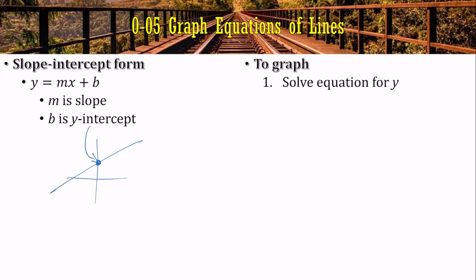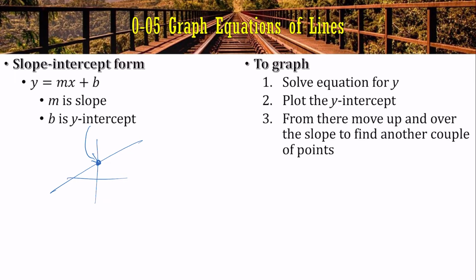So to graph, you solve your equation for y, plot the y-intercept. From there, you're going to move up and over the slope to find another couple of points. So we want several points. In fact, you could go backwards and get more points too. And draw a line neatly through the points. Maybe you could use a ruler to get a straight line.